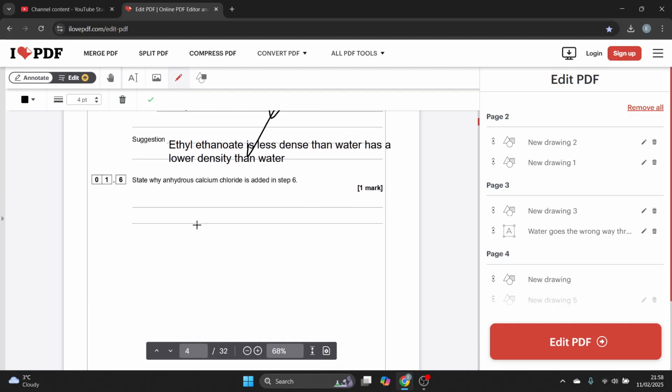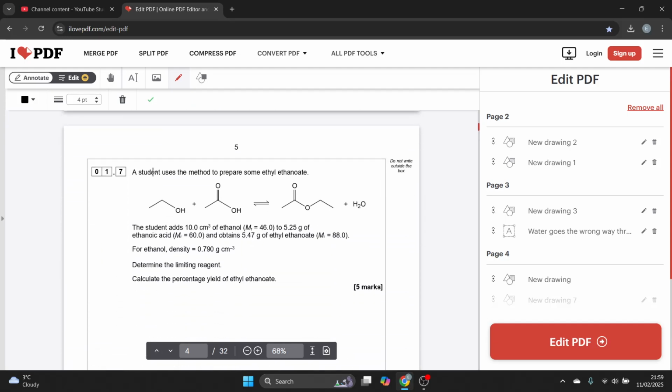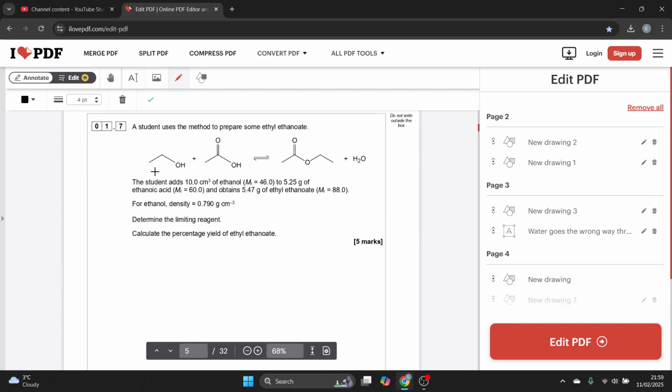State why anhydrous calcium chloride is added in step 6. It's because it acts as a drying agent. Another example of a drying agent is magnesium sulfate, in case an exam question comes up like: state another example of a drying agent. Magnesium sulfate.